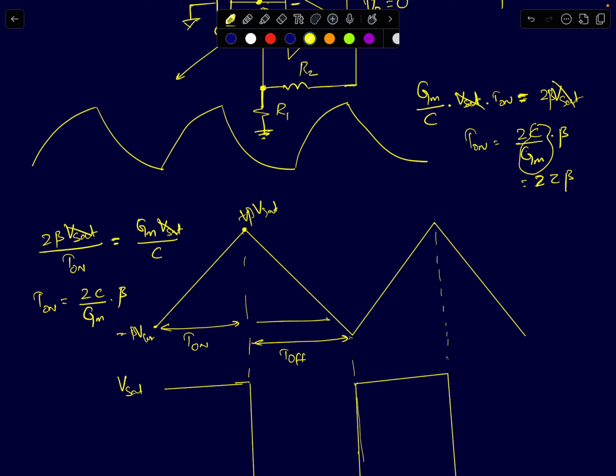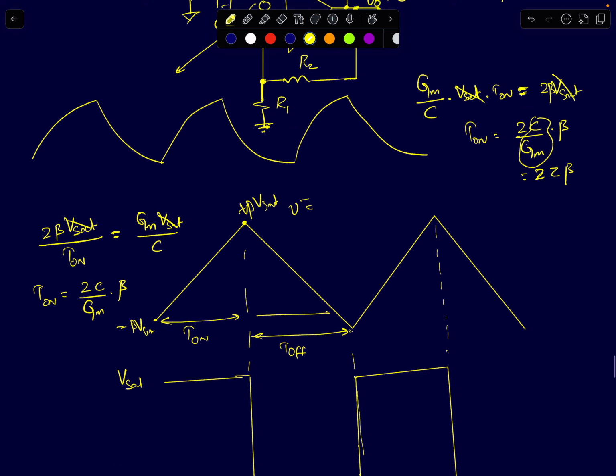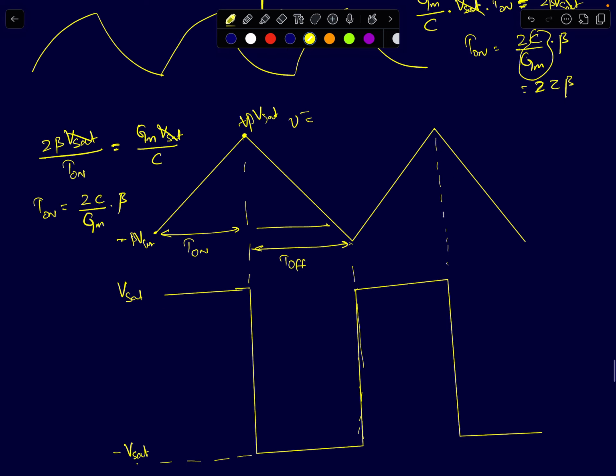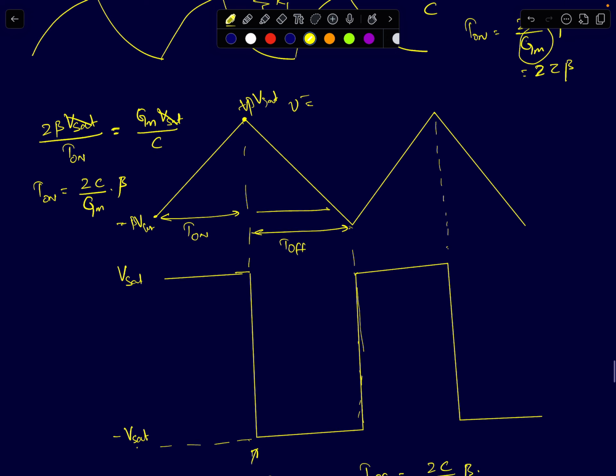When the V minus becomes equal to plus beta Vsat, your output will trip. It's an inverting Schmitt trigger, it will go to minus Vsat, and it will stay at minus Vsat till the inverting terminal reaches minus beta Vsat. When it reaches minus beta Vsat, your output will go to plus Vsat. Okay, it will trip, it will change from minus Vsat to plus Vsat, and it will stay there as long as your V minus goes from minus beta Vsat to plus beta Vsat.